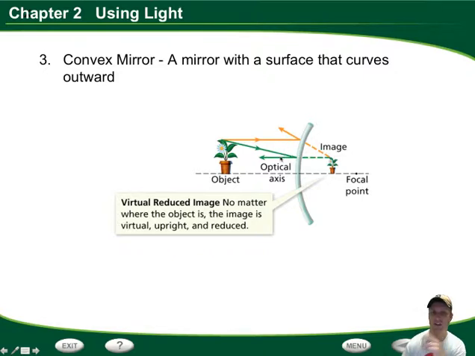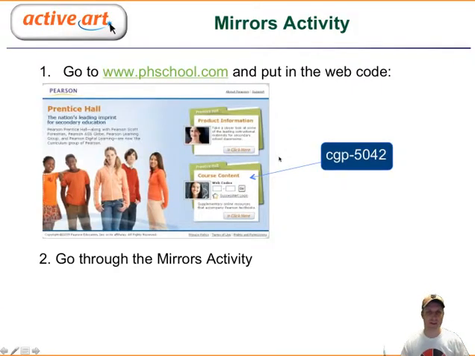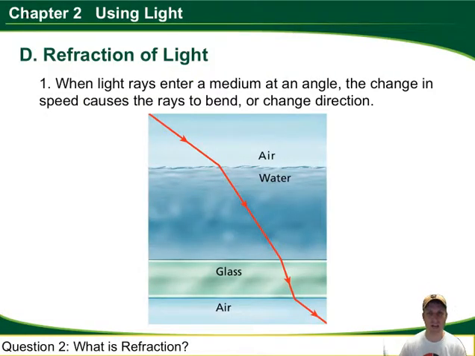It makes it easier. Hospitals also used to have these. Don't know if they still do. Okay, so those are the three different types of mirrors: plane, concave, and convex. There's a great little web activity on mirrors. If you go to phschool.com and put in this web code, CGP5042, there's a really cool activity that'll help you understand that. We'll probably do that in class.